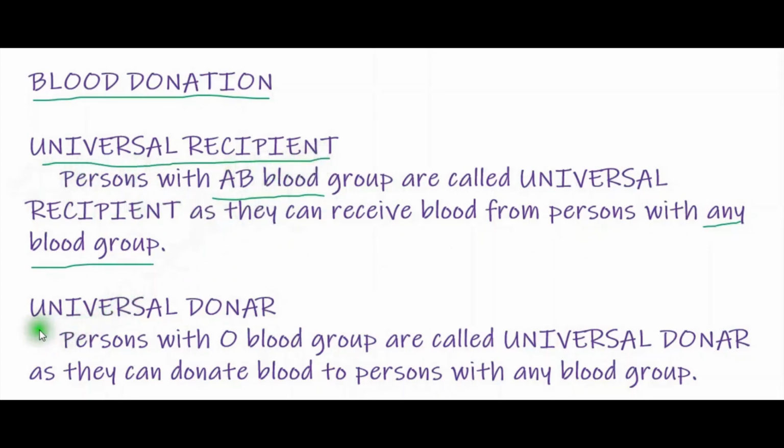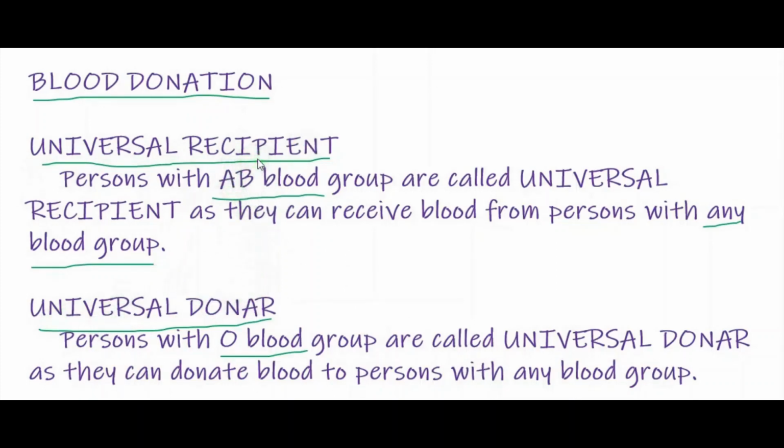Then the second one is the universal donor. Donor means one who is donating. Persons with O blood group are called universal donor, as they can donate blood to persons with any blood group. So they can donate the blood to all the blood group persons. So there are two types of blood donation, universal recipient and universal donor.